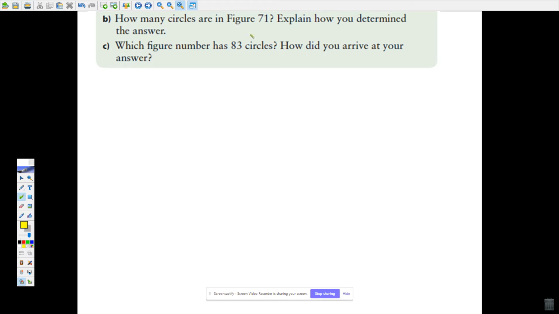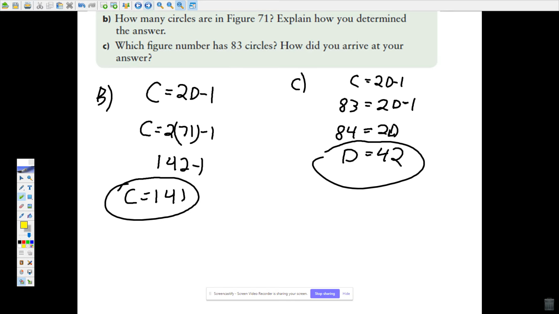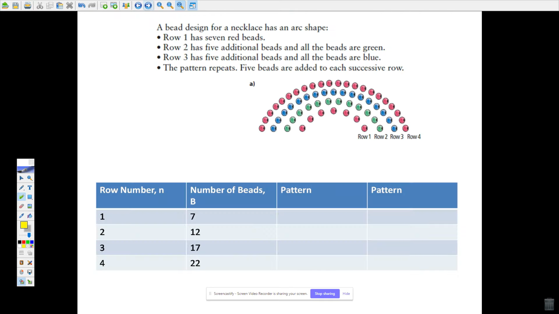How many circles are in figure number 71? And which figure number has 83 circles? Please pause now and try. The answers for B and C are as follows. For B, we put 71 in for the figure number, and we were able to calculate there were 141 circles. For C, which figure number has 83 circles, we put 83 in for circles, and solved for d, and we realized that that was figure number 42.